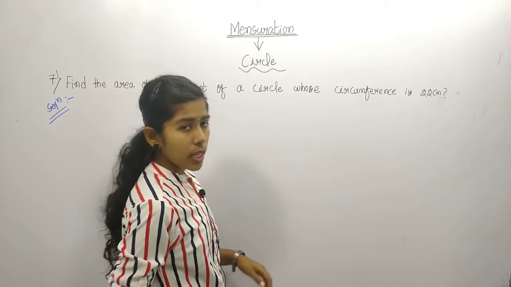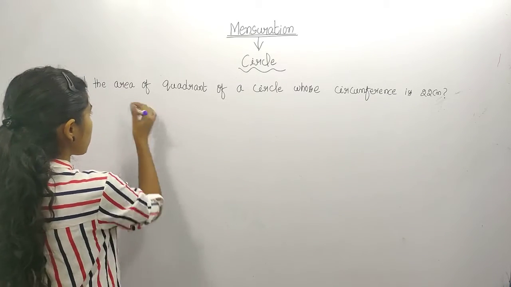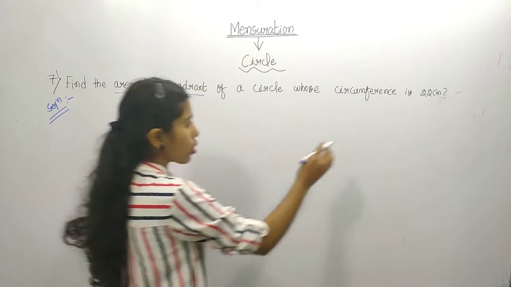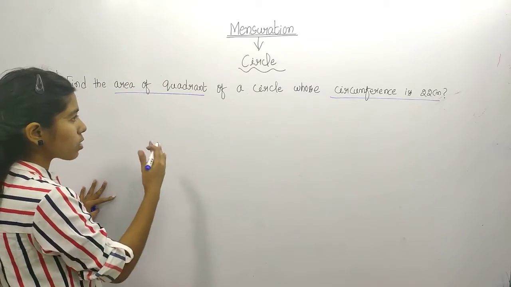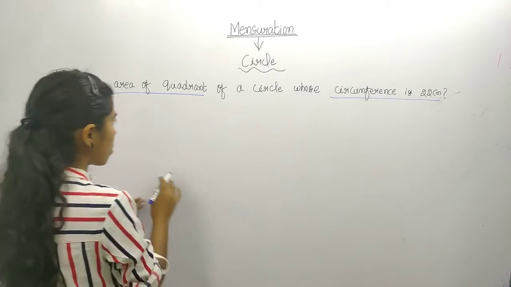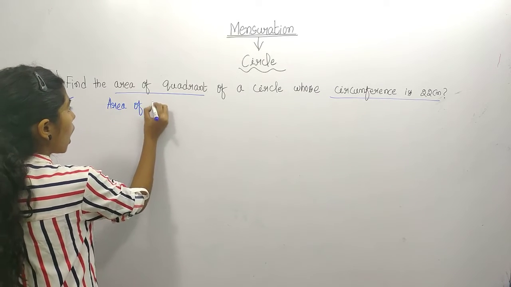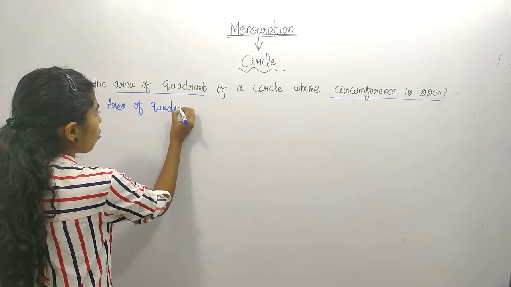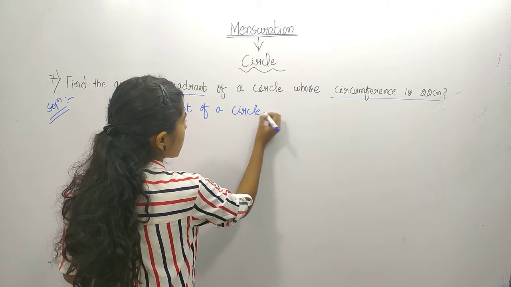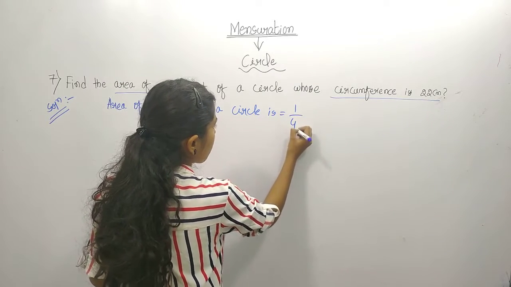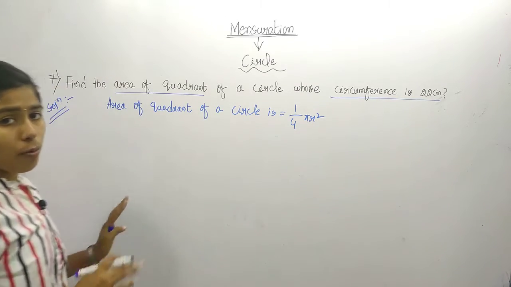So here you see your question is you have to find the area of a quadrant of a circle whose circumference is 22 cm. First of all, you might be thinking, what is the formula for the area of a quadrant of a circle? Area of a quadrant of a circle is equal to 1 divided by 4 pi r square. This is the formula for a quadrant of a circle.